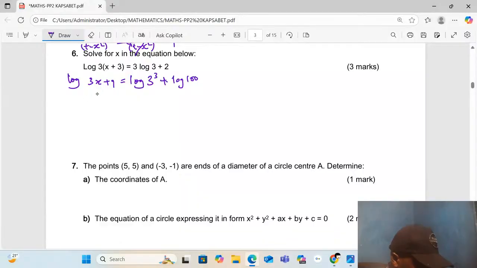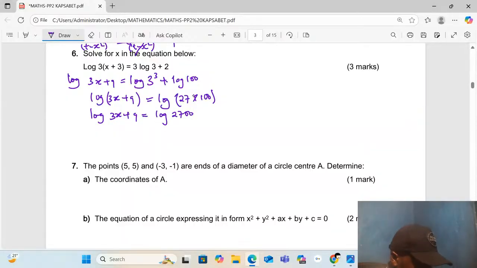So we shall have log 3x plus 9 giving us log 27, that is 3 to the power 3, times 100. So that we have the log of 3x plus 9 gives us log 2700. Now we can drop the logs.